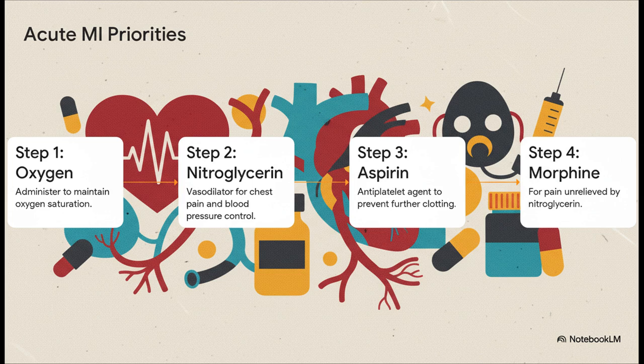Aspirin, a chewable one, is to stop more clots from forming. And morphine? That's for pain that the nitro didn't fix, and it has the bonus of calming the patient down and easing the heart's workload. So yeah, remember MONA, but remember that your assessment drives the bus.